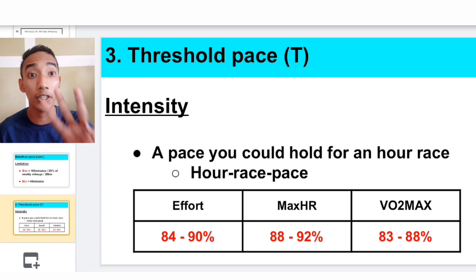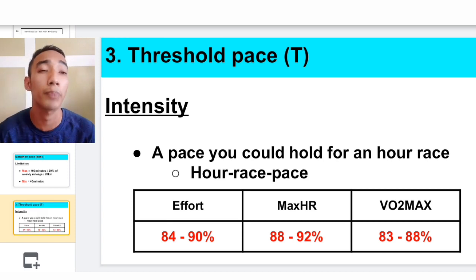Let's go to the third one and that will be the threshold pace, or the T-pace. The intensity is an hour race pace. It is a comfortably hard type of training. It is a pace you could hold for an hour race. So good runners can do a half marathon for their hour race, while some of us can only do 10k or less.